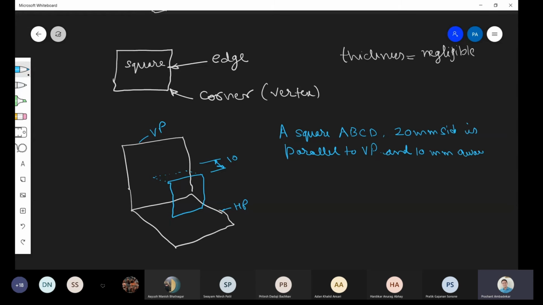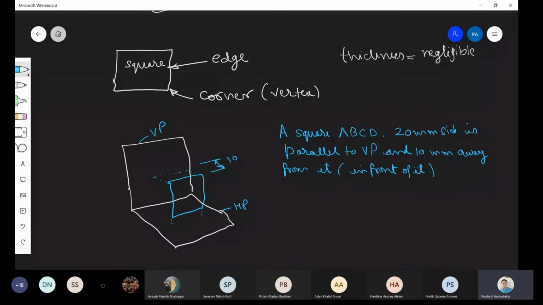Either you can say away from it, or you can also say in front of it. Now, when you say in front of it, it is very much sure that it is in the first quadrant. And when it is set 10 mm away from it, then it can have two meanings. Either it is in the first quadrant or in the second quadrant.